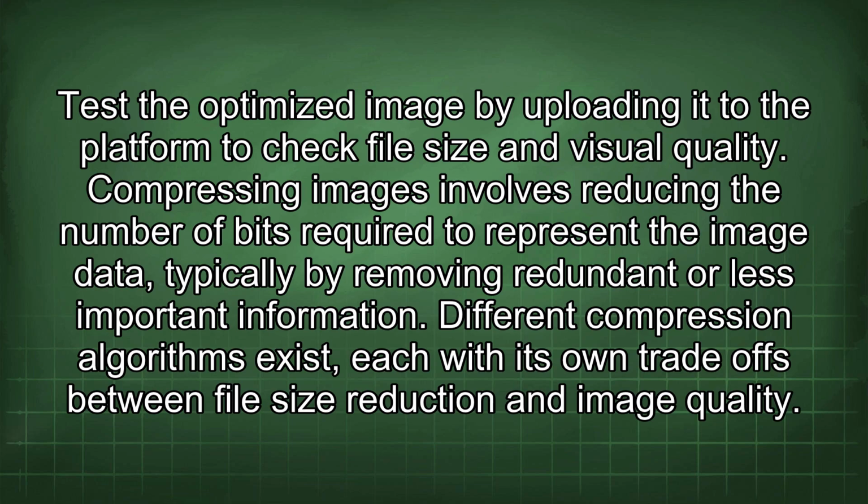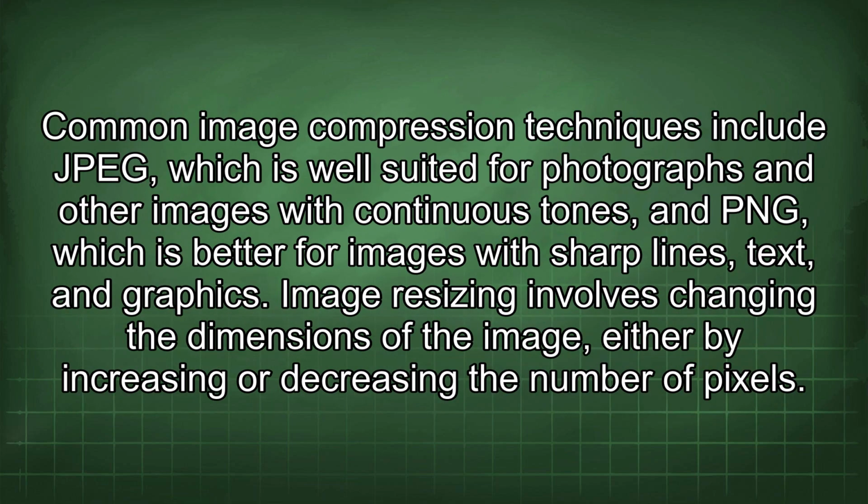Compressing images involves reducing the number of bits required to represent the image data, typically by removing redundant or less important information. Different compression algorithms exist, each with its own trade-offs between file size reduction and image quality. Common image compression techniques include JPEG, which is well suited for photographs and other images with continuous tones, and PNG, which is better for images with sharp lines, text, and graphics.